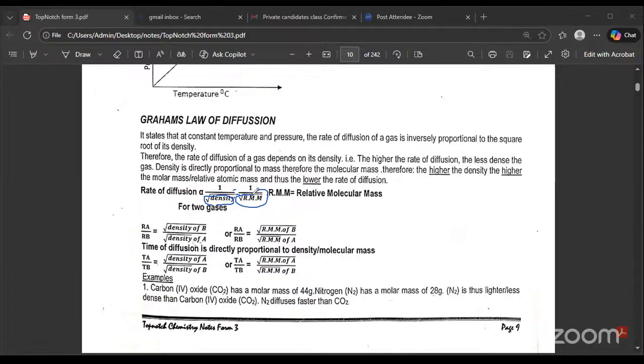Let me just say they are relatives. Let me not say sisters because of gender biasness. So density and mass, they are relatives. If you increase one, the other is affected directly. That is direct proportion. If you increase the density, you must increase the mass. Or if you increase the mass, you must increase what? The density.